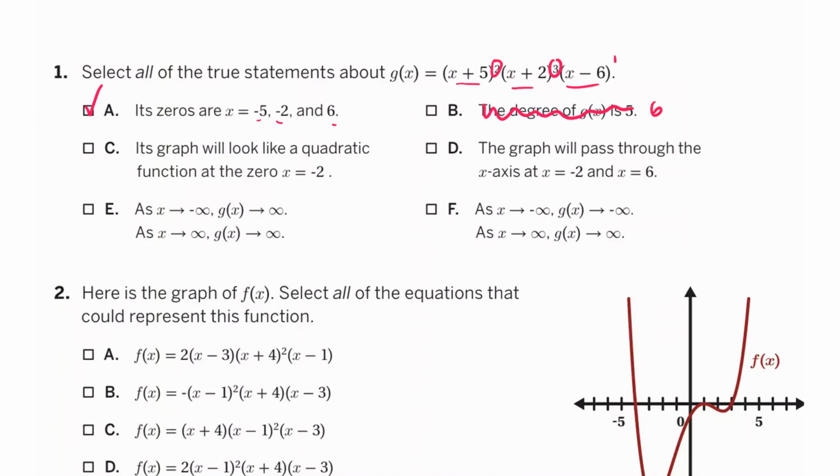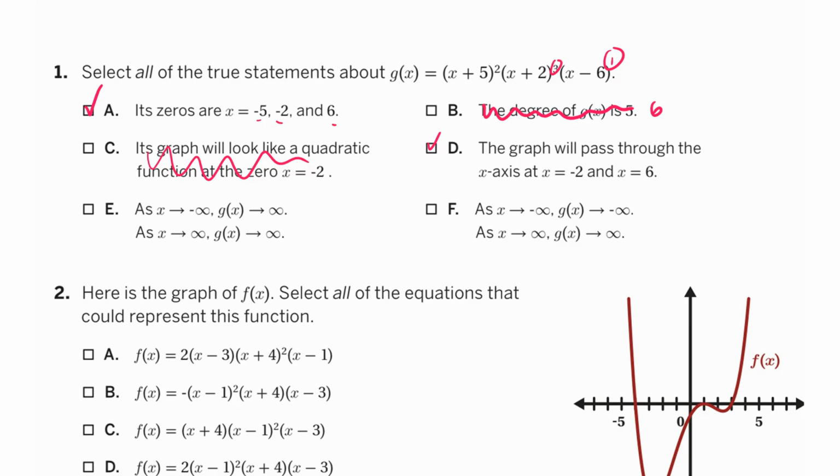Its graph will look like a quadratic function at the 0, -2. I would disagree because when I look at this part of the equation where the 0 is -2, it's going to look more like a cubic function, not a quadratic function, because it's to the power of 3. For D, the graph will pass through the x-axis at -2 and 6. I would say yes to that one because our multiplicities are odd. We see that it's going to be like a cubic function here and like a linear function at that x-axis.